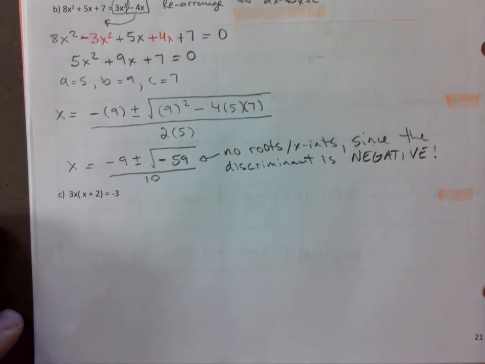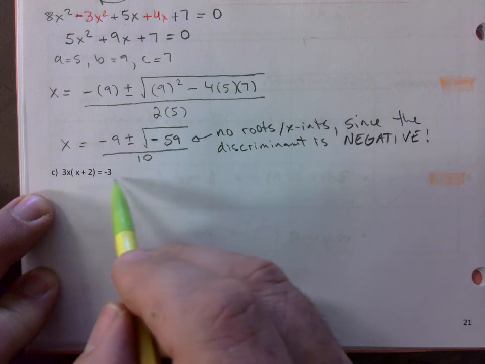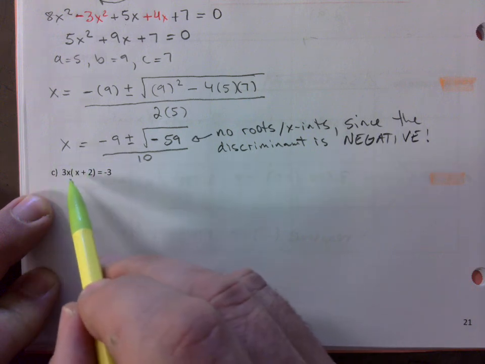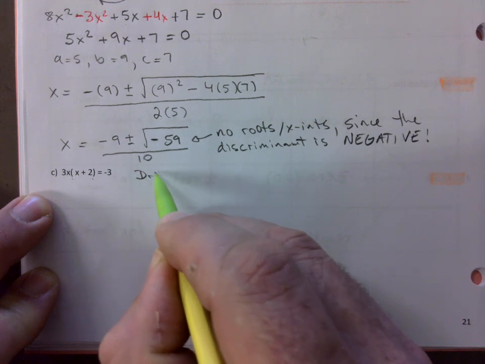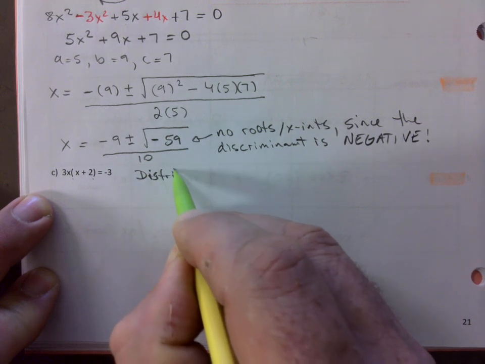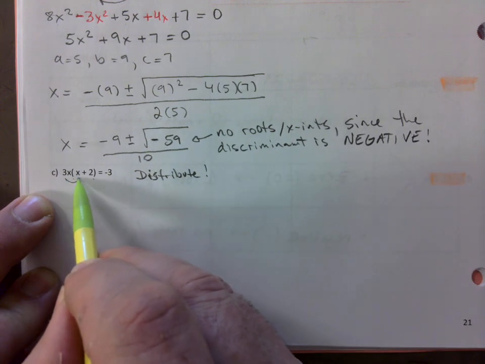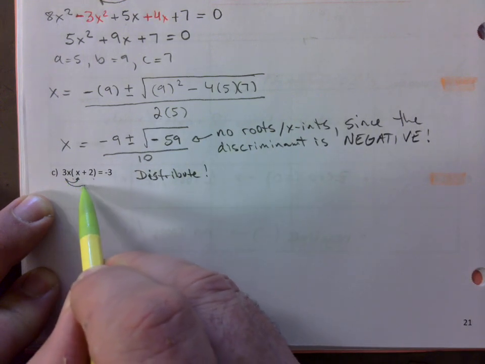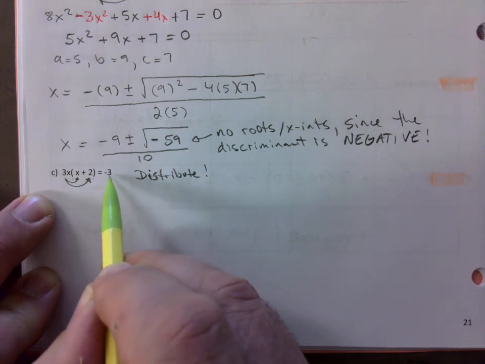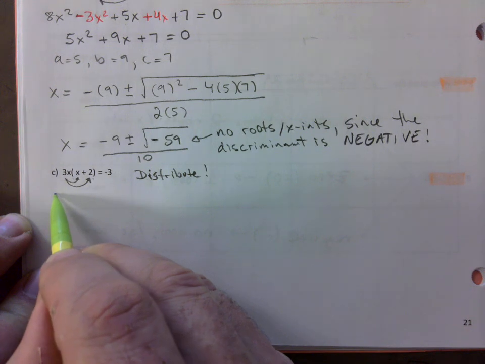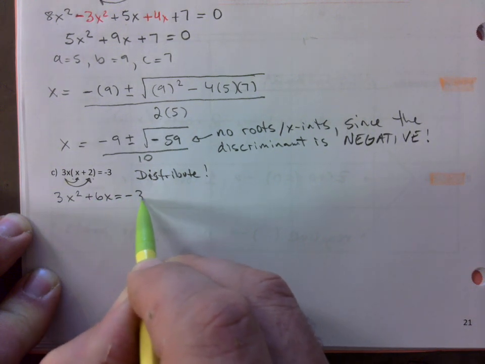One more, and then we'll leave it. Okay. Look at this one. Doesn't look general at all, especially because there are brackets. So we gotta distribute. Okay, so we're gonna go 3x times x, and then we're gonna go 3x times 2. And the negative 3, we're gonna worry about that later on the other side. So we end up with 3x squared plus 6x is equal to negative 3.